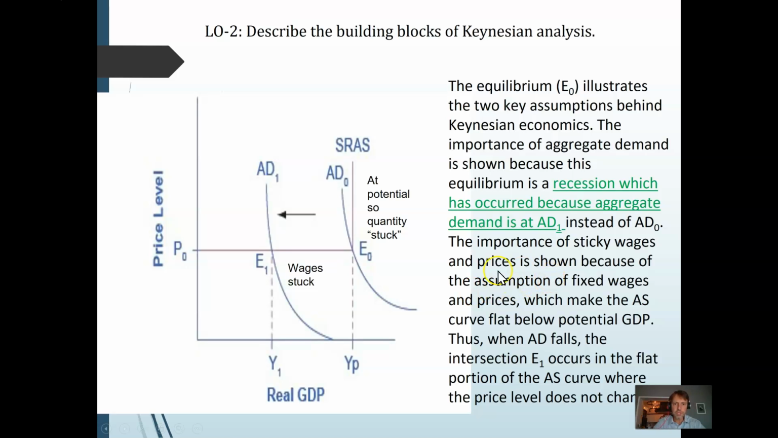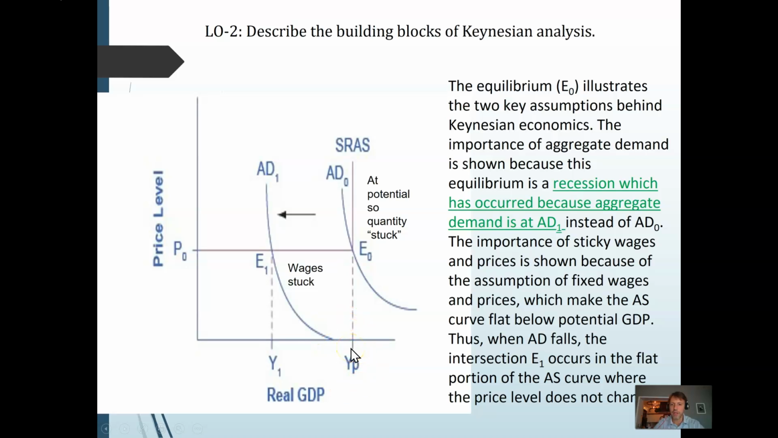So again, you've got stuck wages, which is why we have this horizontal short-range aggregate supply curve. And then once we get to kind of full potential of the economy, our output, our real GDP, then we get this vertical that says, okay, now we're stuck because we can't produce more than this. We don't have the capacity.